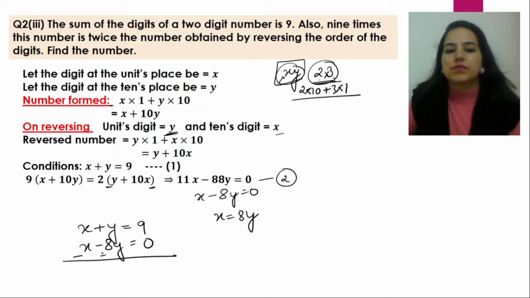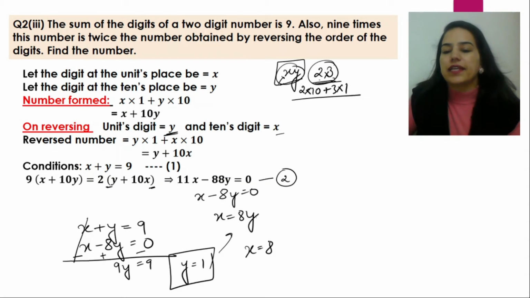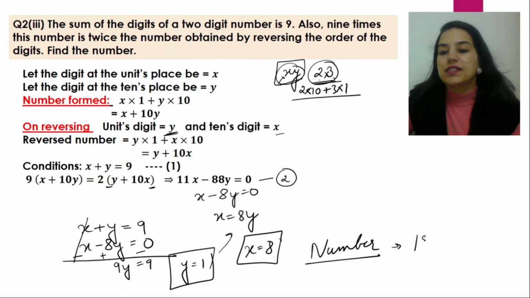So minus plus minus cancelled. This is 9y is 9 and y is equal to 1. And putting it here, if y is 1, x is 8. But that's not your answer. You have to give the number. So what will be the number? What was at the units place? Units place was 1, right? And that was x. So the number is 18. Don't write 81, you'll lose marks.